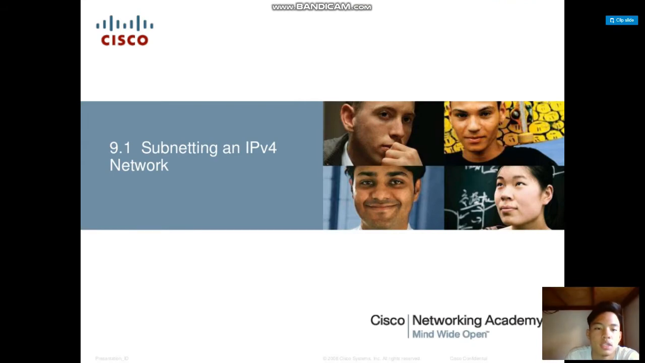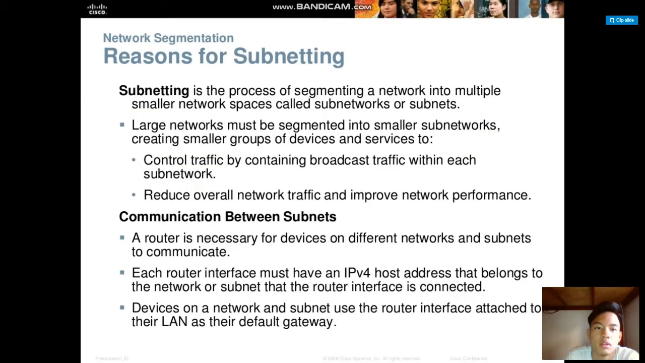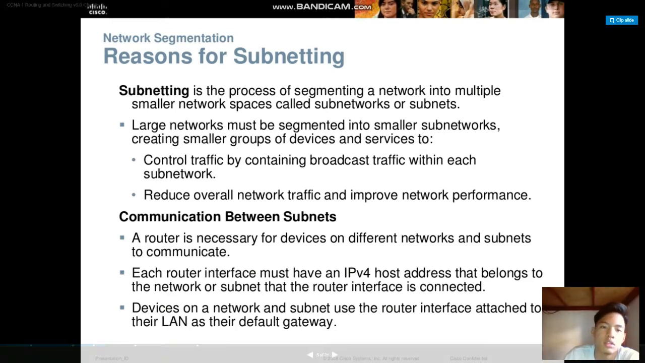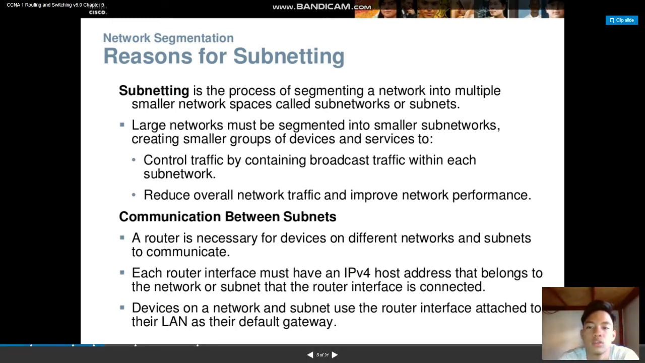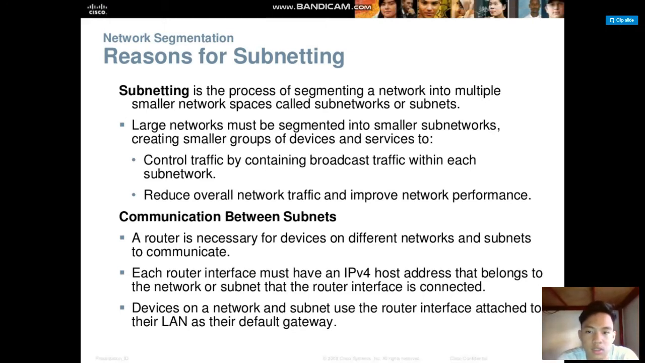So, subnetting an IPv4 network. Reasons for subnetting. Subnetting is the process of segmenting a network into multiple smaller network spaces called subnetworks or subnets. Large networks must be segmented into smaller subnetworks, creating smaller groups of devices and services to control traffic by containing broadcast traffic within each subnetwork, reduce overall network traffic, and improve network performance.